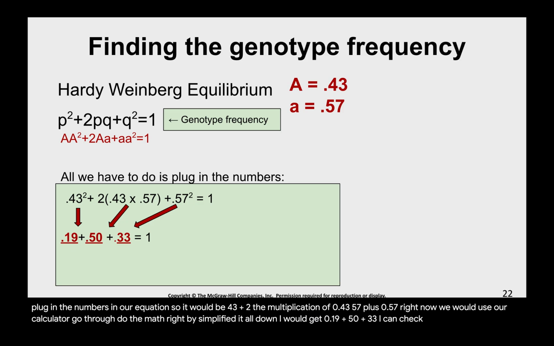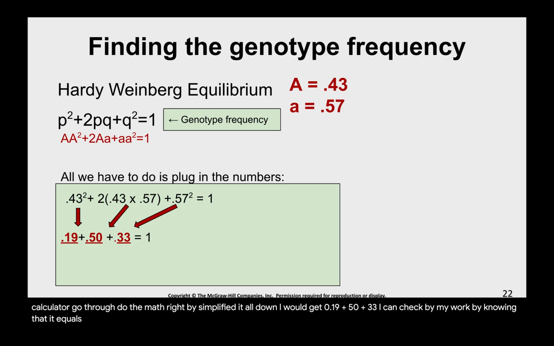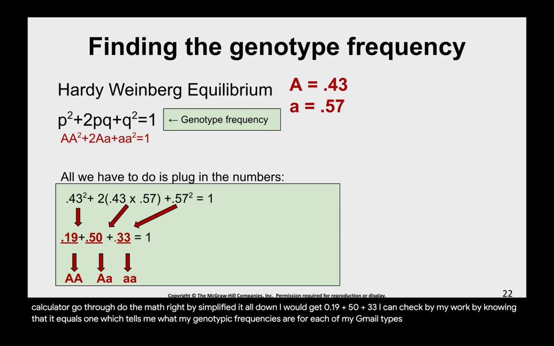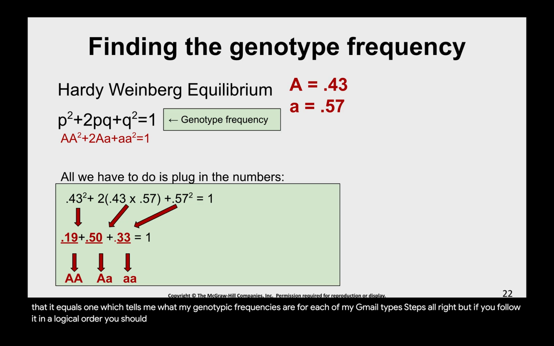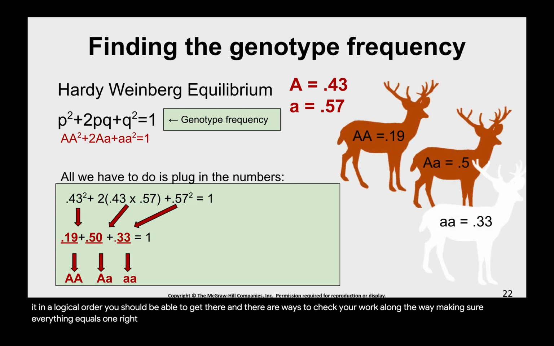I can check my work by knowing that it equals 1. Which tells me what my genotypic frequencies are for each of my genotypes. So it's a lot of steps, but if you follow it in a logical order, you should be able to get there. And there are ways to check your work along the way, making sure everything equals 1. So we know the genotypic frequencies of our deer, because we knew the Hardy-Weinberg equations, and because we knew how many deer were white.